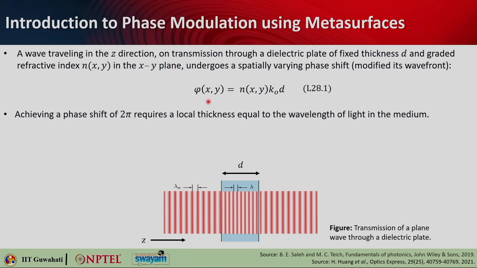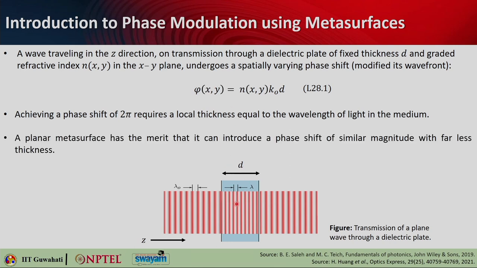Now, achieving a phase shift of 2 pi requires a local thickness equivalent to the wavelength of the light in that medium. That is how you can actually get a phase shift of 2 pi, so d has to be equal to lambda in that particular medium. Now, a planar metasurface has the merit that it can introduce a phase shift of similar magnitude with far less thickness, and this is where things become interesting.